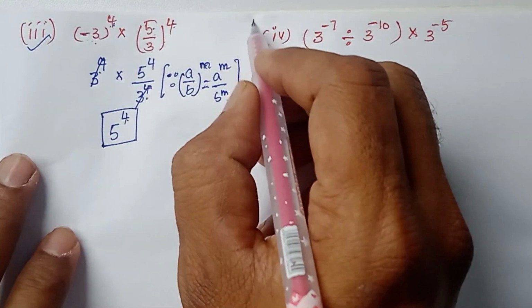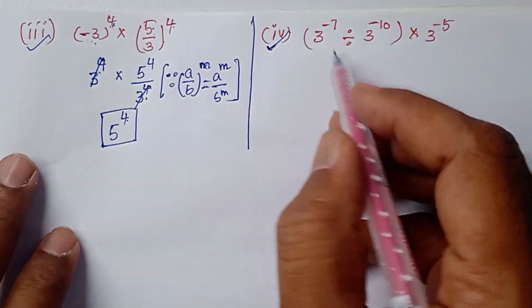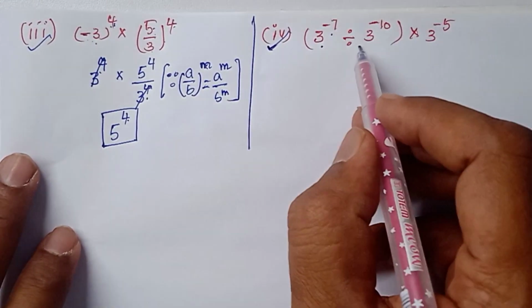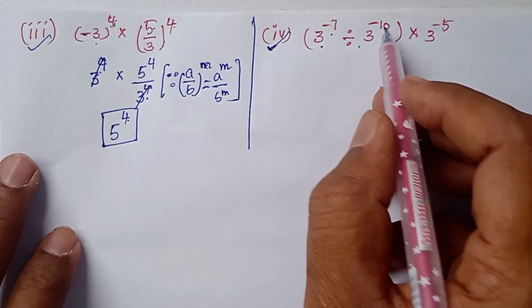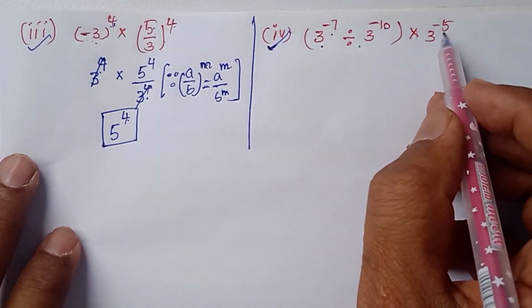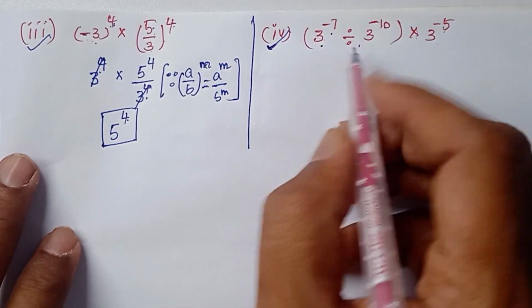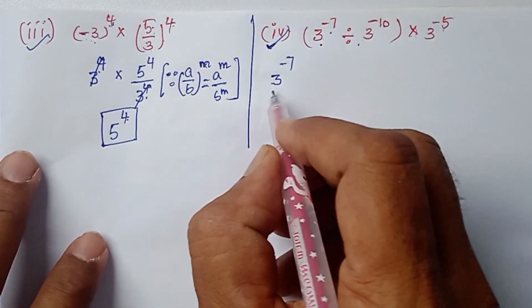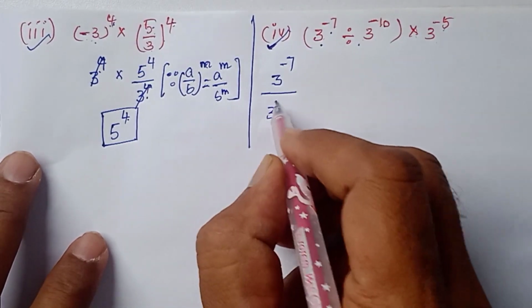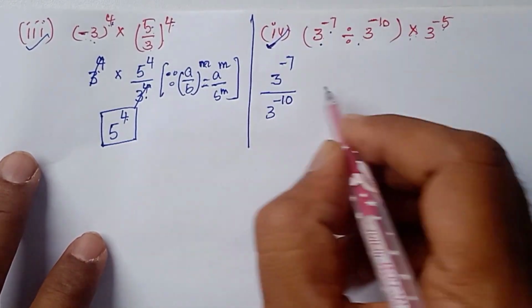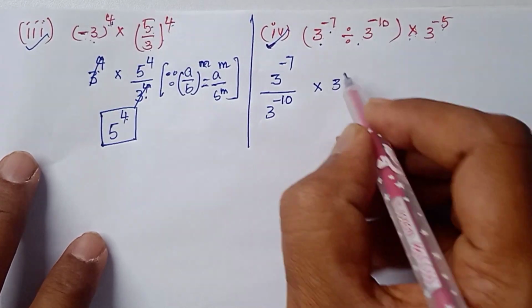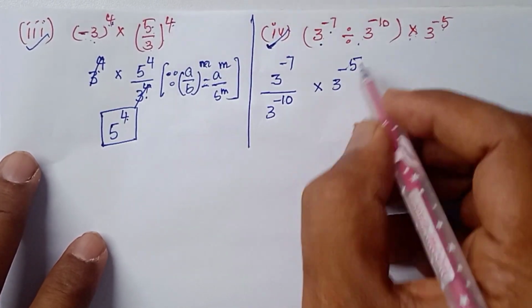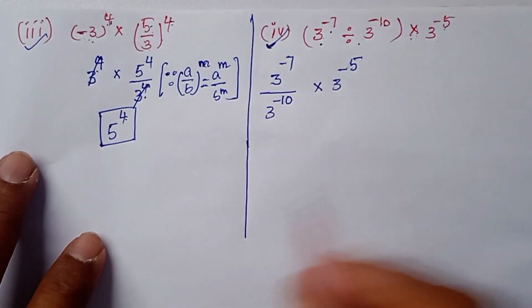Now, see the fourth one here. 3 to the power of minus 7 divided by 3 to the power of minus 10 into 3 to the power of minus 5. See, the division to them. This can be written as 3 to the power of minus 7 divided by 3 to the power of minus 10 into 3 to the power of minus 5. So if we regroup in this way.